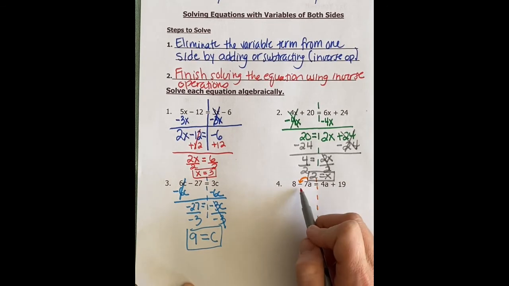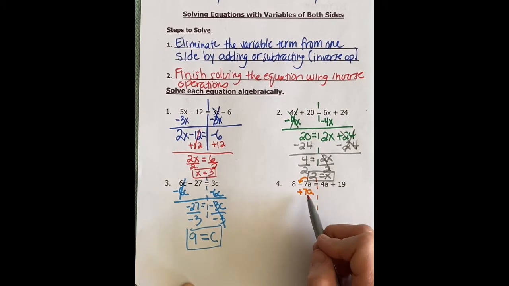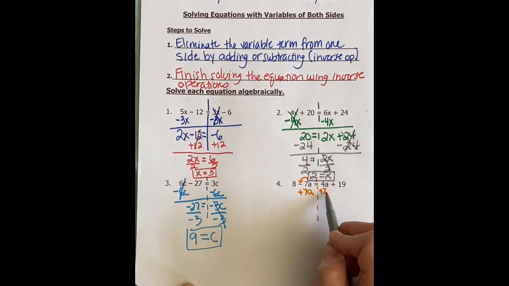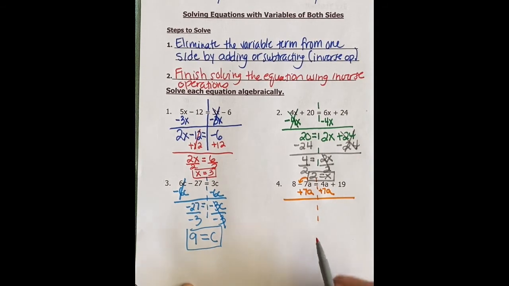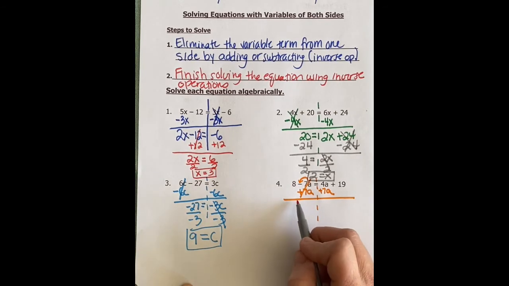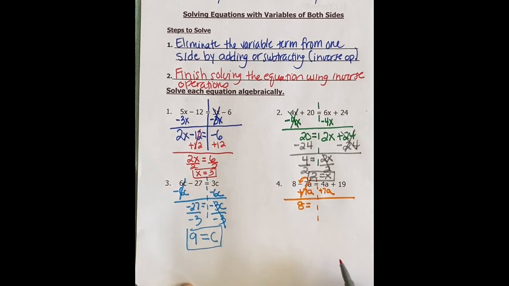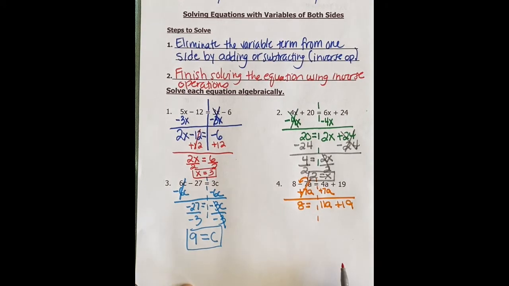Because it's negative, I'm going to do the opposite and do a positive. And if I do it on the left side, I also have to do it on the right side. So I add 7a to both sides. So now negative 7a plus 7a eliminates. That leaves me with 8 on the left side. And on the right side, 4a plus 7a is 11a plus 19. So now I just have to finish solving the equation.